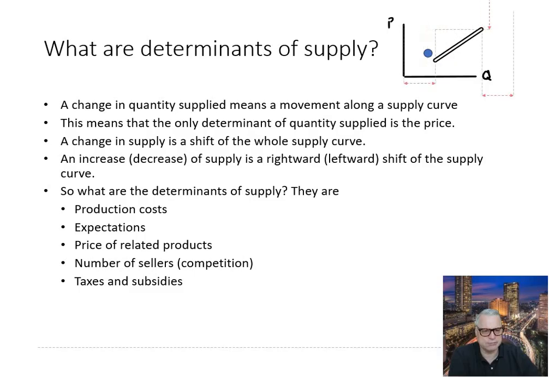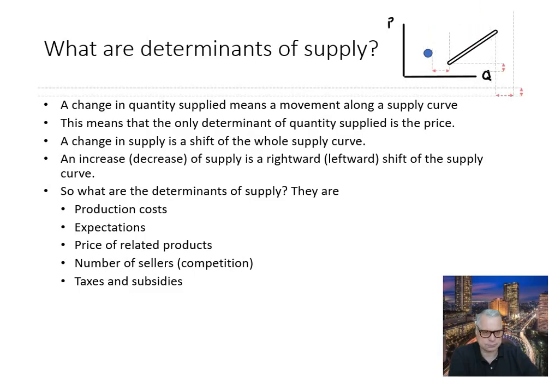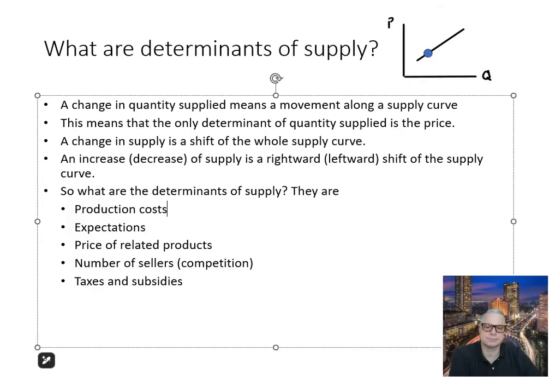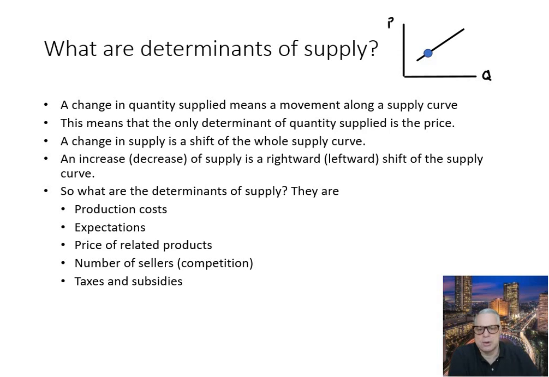And specifically, if you shift it to the right, that would be an increase in supply, and if you shift it to the left, that's a decrease in supply. Okay, so a change in quantity supplied means a movement along a supply curve, and that again means that the only determinant of quantity supplied is the price.